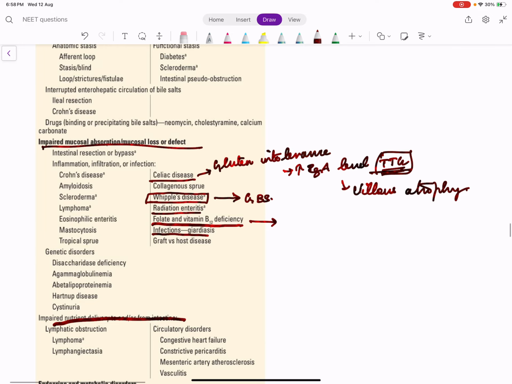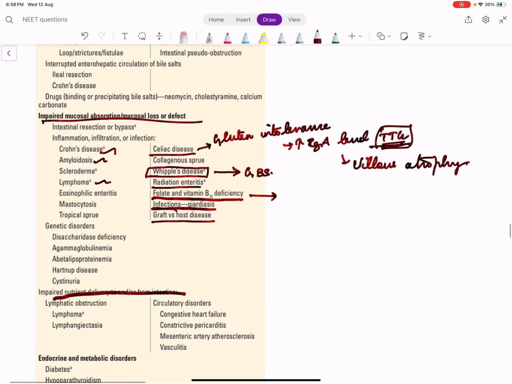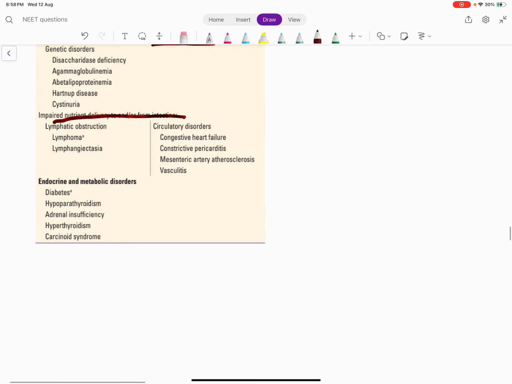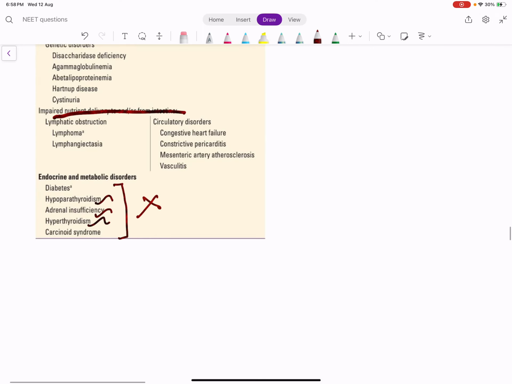Some infections like giardiasis also affect the mucosa. Graft versus host disease affects the mucosa. Apart from this, we have Crohn's disease, storage diseases like amyloidosis, lymphomas, right? So if someone asks about mucosal diseases, think about celiac, think about Whipple's, radiation enteritis, B12 deficiency, giardiasis and GVHD. Right, so apart from that, some endocrine diseases also cause diarrhea, like adrenal insufficiency and hyperthyroidism. But this is not our scope. We are discussing pure GIT now.